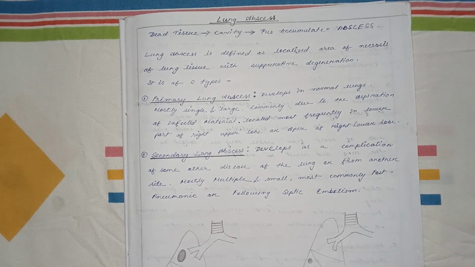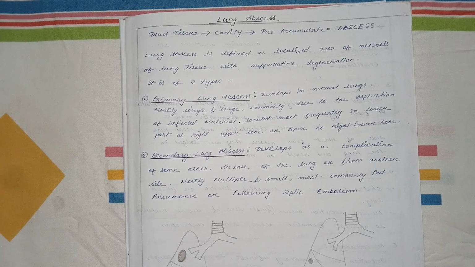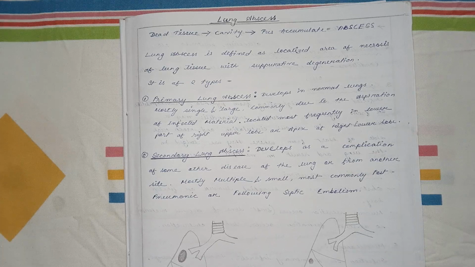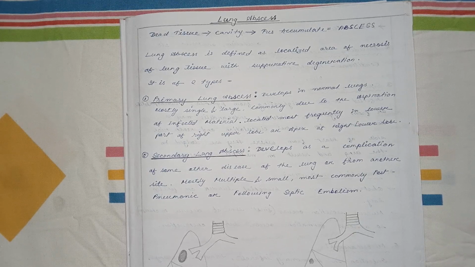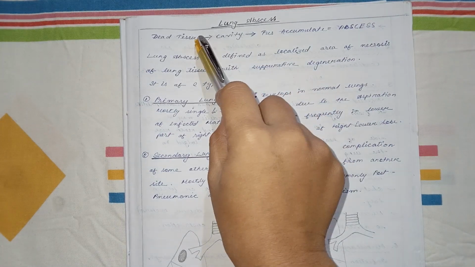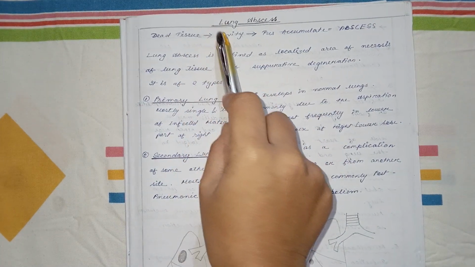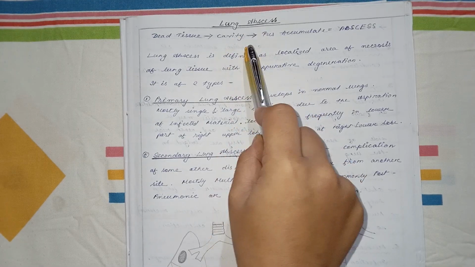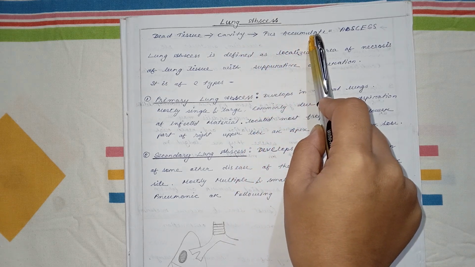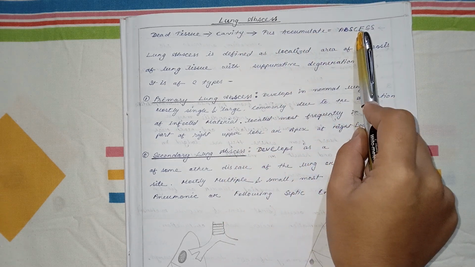Hello everyone. Today we are going to discuss the pathophysiology of lung abscess. Lung abscess is defined as a localized area of necrosis of lung tissue with suppurative degeneration. That means necrosis in the lung tissue, which might cause pus formation. Firstly, there is dead tissue, and because of the dead tissue a cavity forms, and because of this cavity there might be pus formation, which mainly leads to abscess formation.